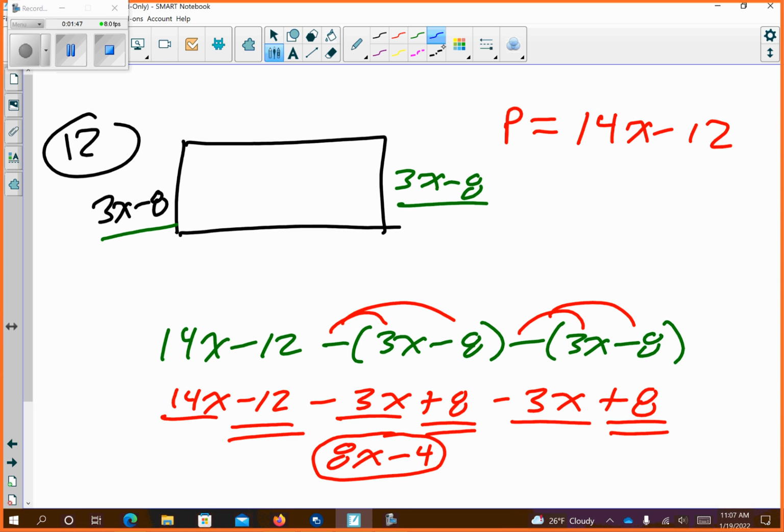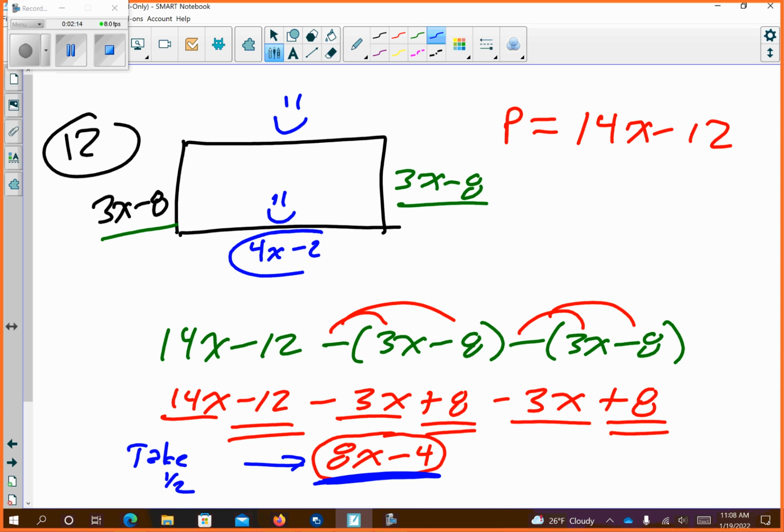All right, so little critical thinking time. If I add this and I add this, those are both the same length. Agreed? Do you agree that's the same length on both of those? Smiley face on each? So if I add the two smiley faces together, I get that. So I need to take half of this. So I'm going to get 4x minus 2 is this length, and 4x minus 2 is this length.